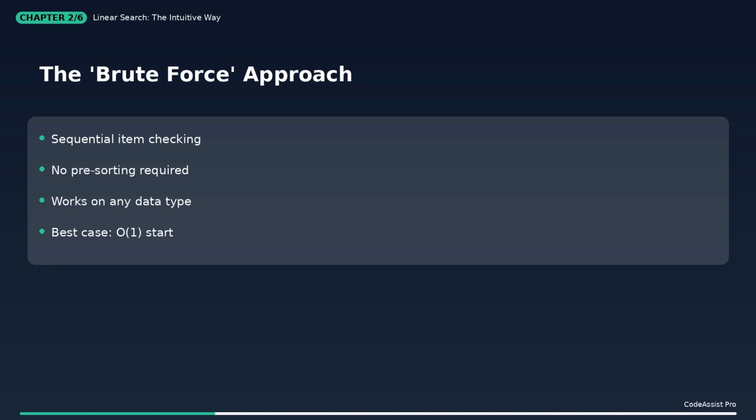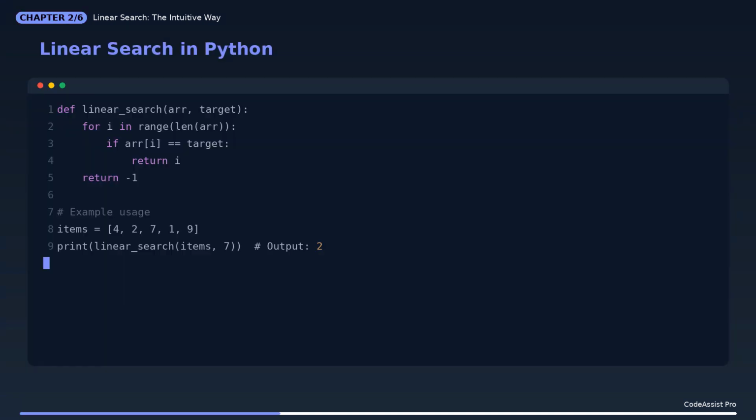In Python, this is just a basic loop. We iterate through the range of the array's length, check the value, and return the index immediately if we find a match. It's clean, but pay attention to that loop, it's the reason this method struggles with scale. I'll show you why in a second.